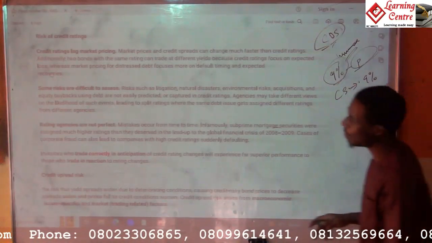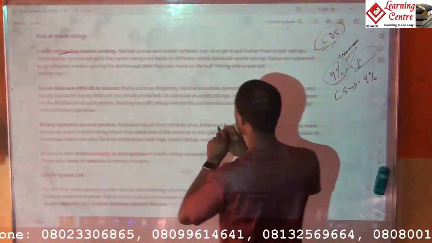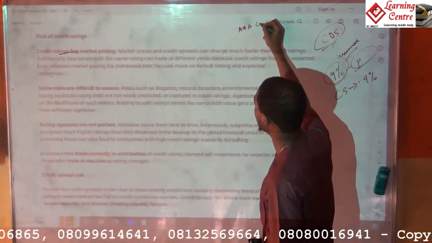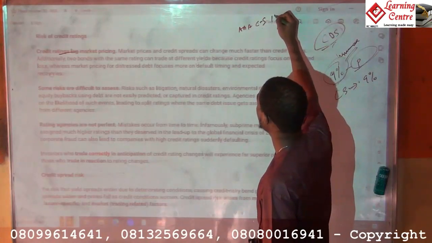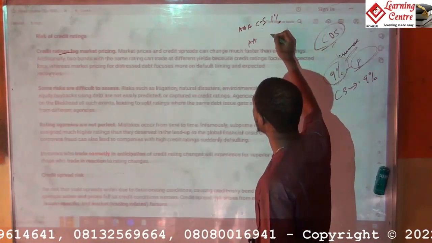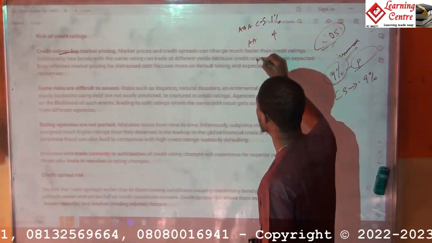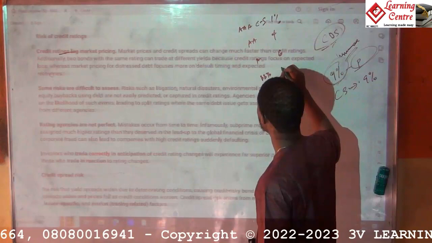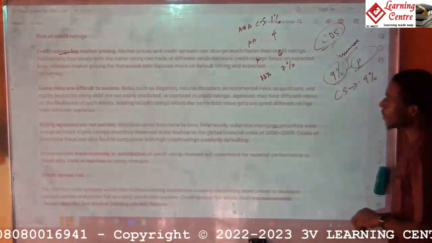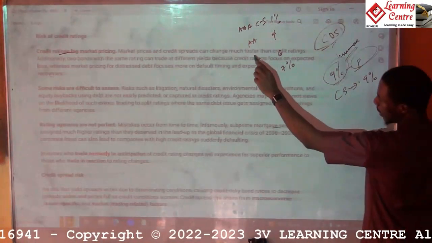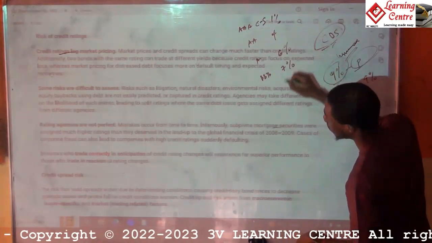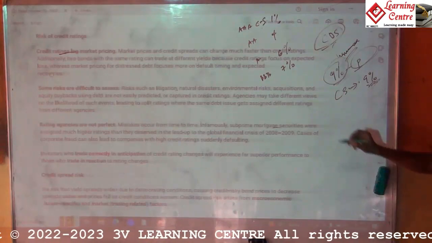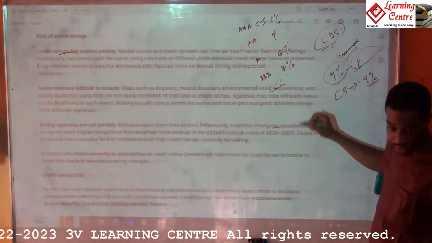All of us know that if you are in AAA, maybe your credit spread should be 1%. If you are double A, it should be 4%. If you are single A, it should be 6%. Triple B, it should be 7%. A rating agency is giving you A, so it should be 6% credit spread. But the market is already pricing you at 9%.